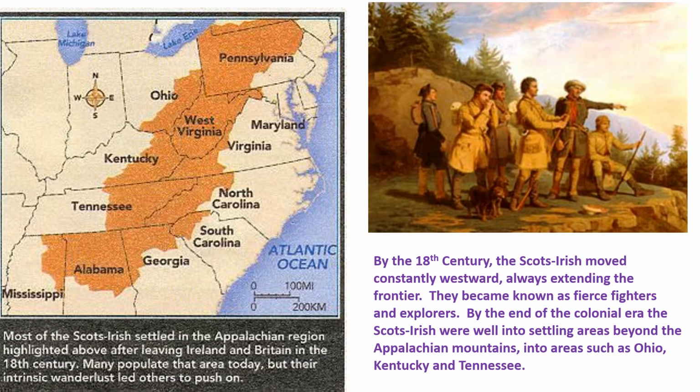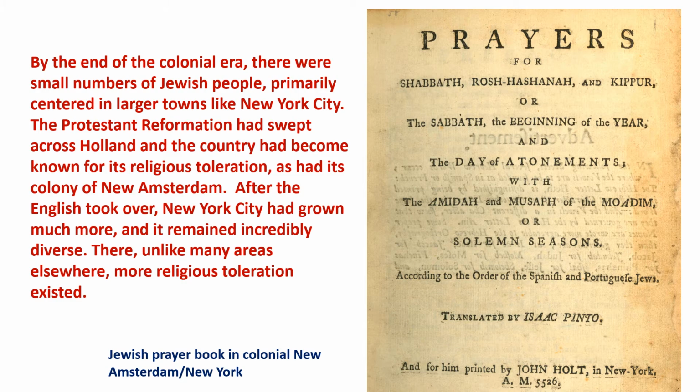By the 18th century, the Scots-Irish had moved constantly westward, always extending the frontier. They became known as fierce fighters and explorers. By the end of the colonial era, the Scots-Irish were well into settling areas beyond the Appalachian Mountains, into areas such as Ohio and Kentucky and Tennessee. By the end of the colonial era in the late 18th century, there were small numbers of Jewish people, primarily centered in larger towns like New York City.